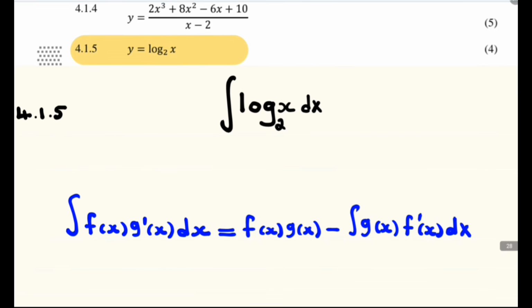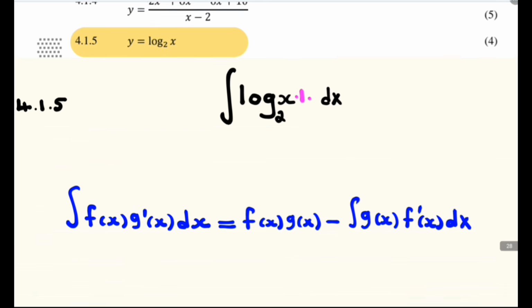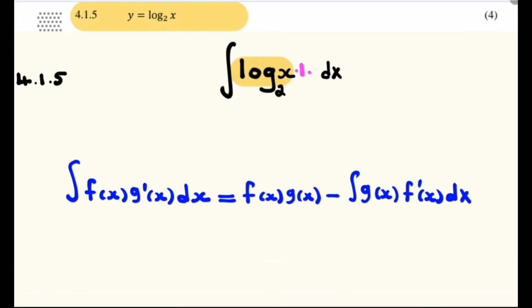When using integration by parts, we need two functions and we only have the log. So let's multiply the log by 1. So now we have two functions, the log and the 1. We have to decide which one will be our f of x and which one will be our g prime of x between the log and the 1.